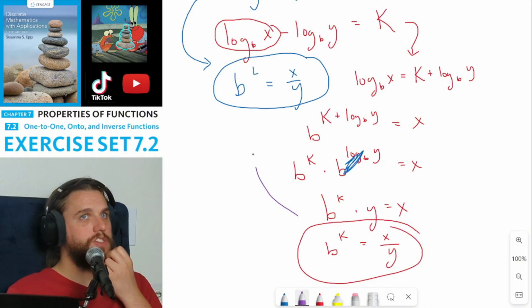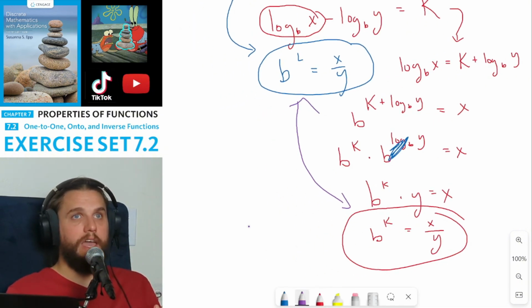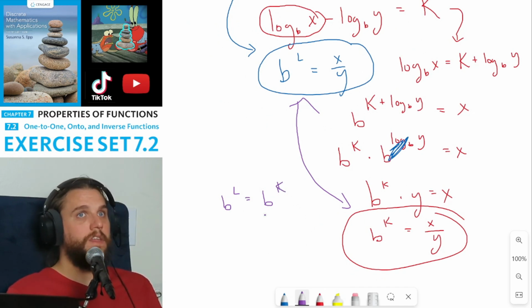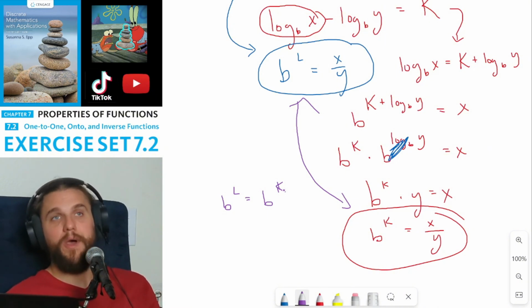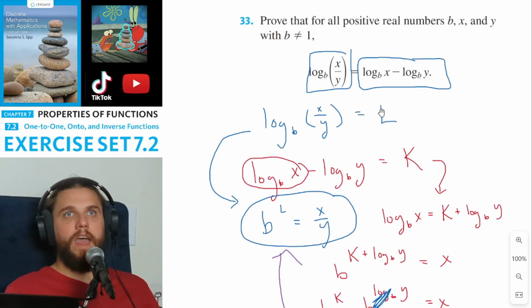We're going to use these two equations and compare them because if you notice, they both equal x over y. And so they must both therefore be equal to each other. b to the L must be the same as b to the K. But in order for these to be the same, where b is not equal to 1, that's really important here, because if b was equal to 1, then L and K could be anything, and this would be true. But since b does not equal 1, that means that these exponents have to be the same. L has to equal K. And since L equals K, then that means these two values must be equal as well. And that proves the property.